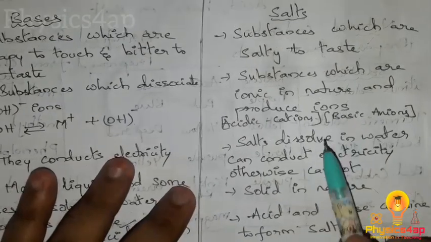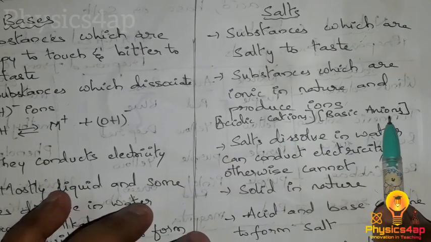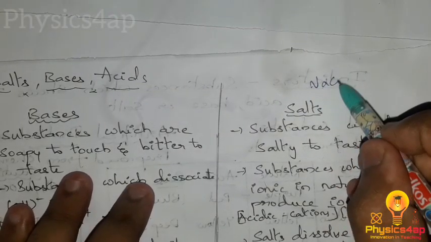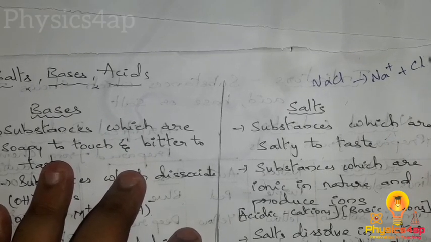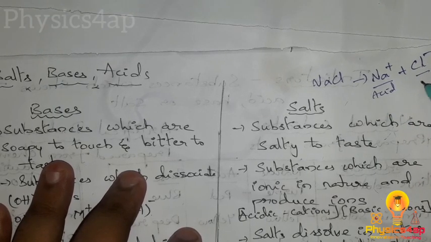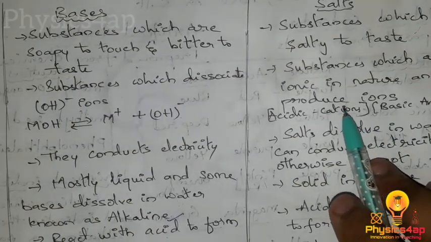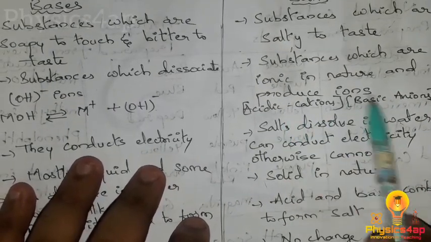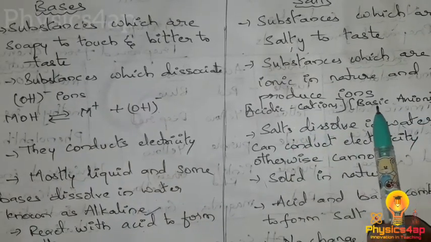When the acid and the base react, we get salt. From the acidic nature we get a cation, and from the basic nature we get an anion. For example, NaCl is a salt. When we divide it, we get Na plus and Cl minus. The cation is acidic in nature and the anion is basic in nature. The substances are ionic in nature and they produce ions.